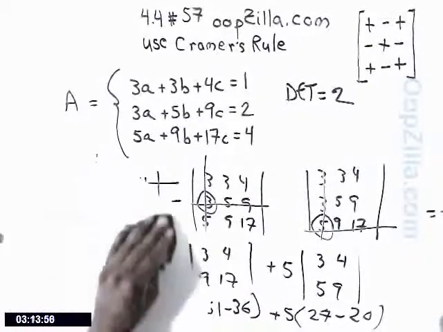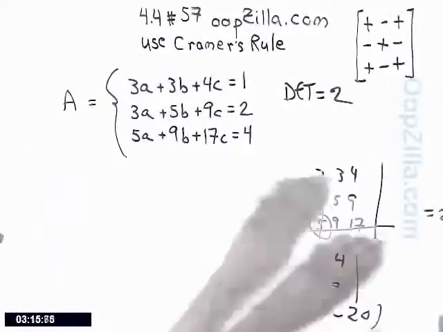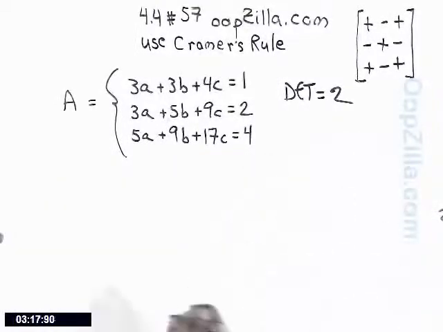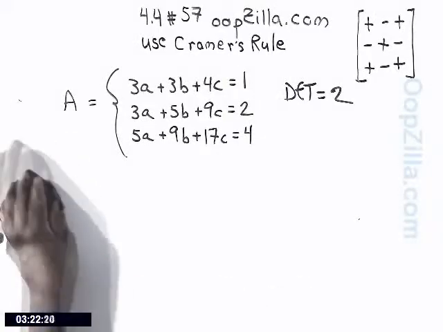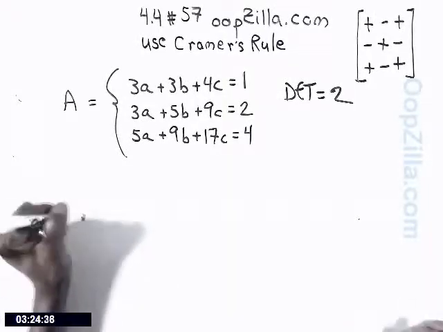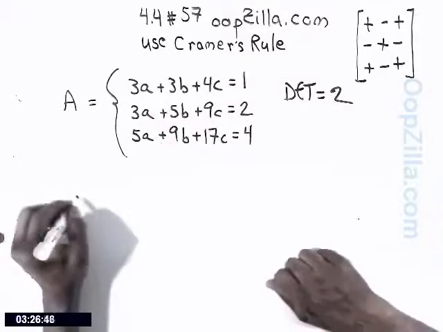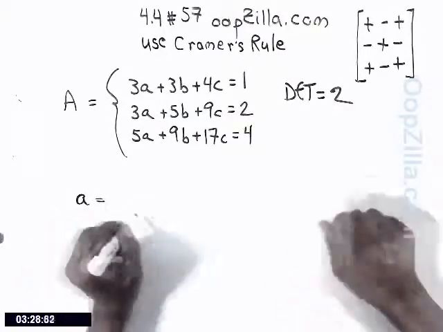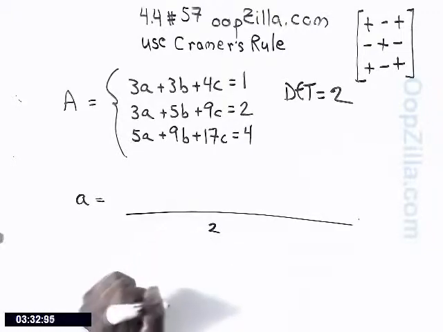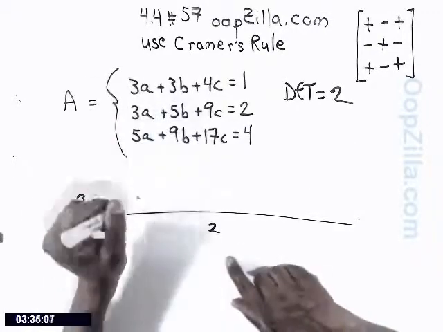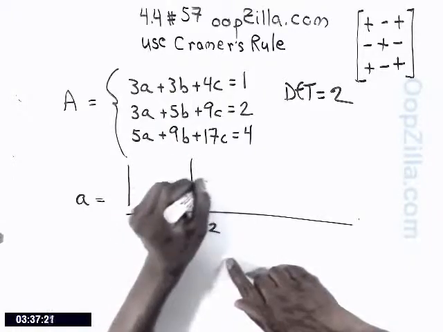I'm going to set you up for solving for A, B, and C. I'm not going to do it because, for one, again, it takes way too much time, and I don't have that kind of space. Okay, so now solve for A. A is equal to, okay, put the determinant on the bottom, which is 2. Okay, and then let's go ahead and put in our pieces.